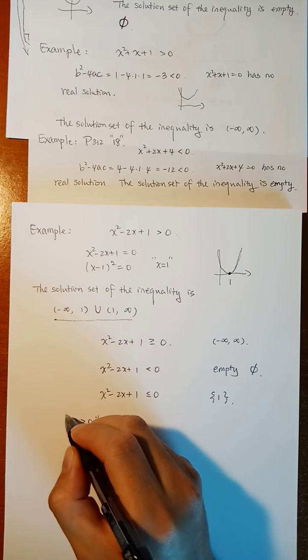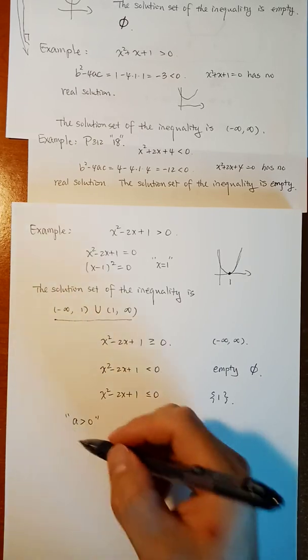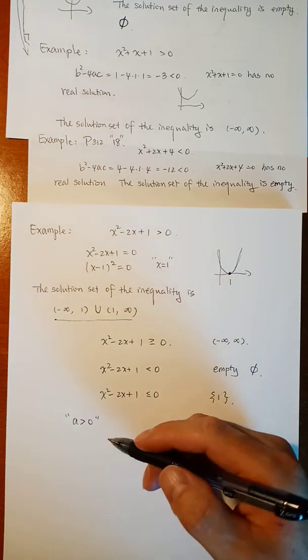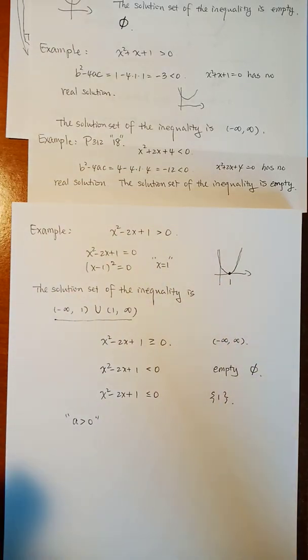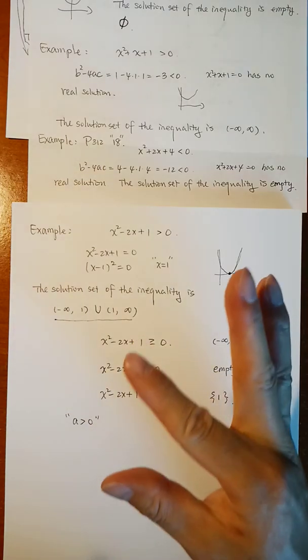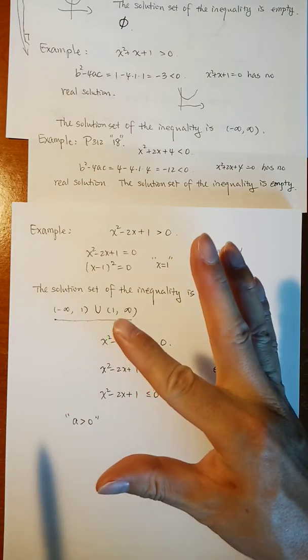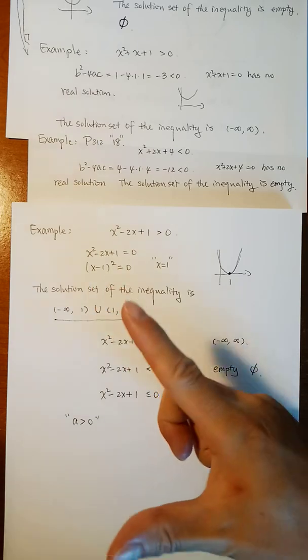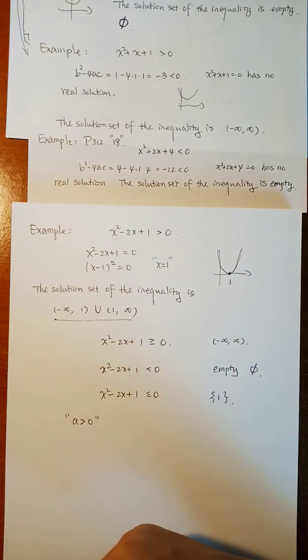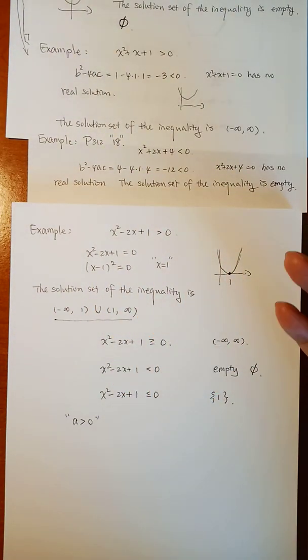I emphasize, I just discussed the case A greater than 0. If A is less than 0, multiply that inequality by negative 1 to change it to greater than 0. Of course, when you multiply an inequality by negative 1, you change the direction of the inequality: less than becomes greater than, less than or equal becomes greater than or equal, or vice versa.